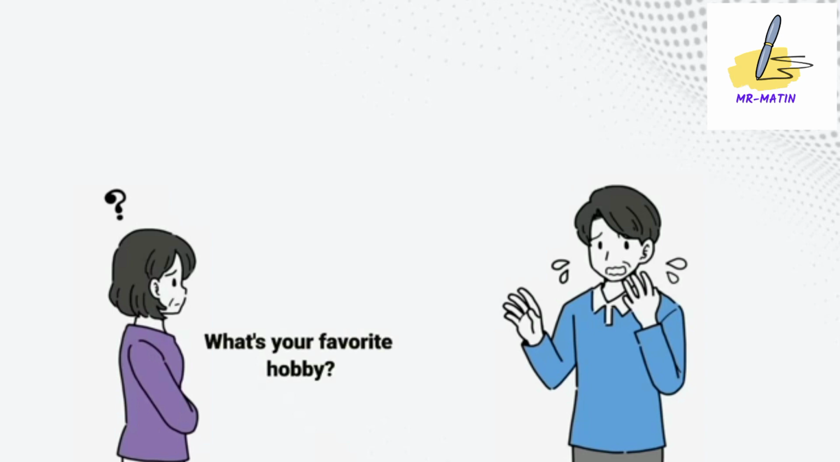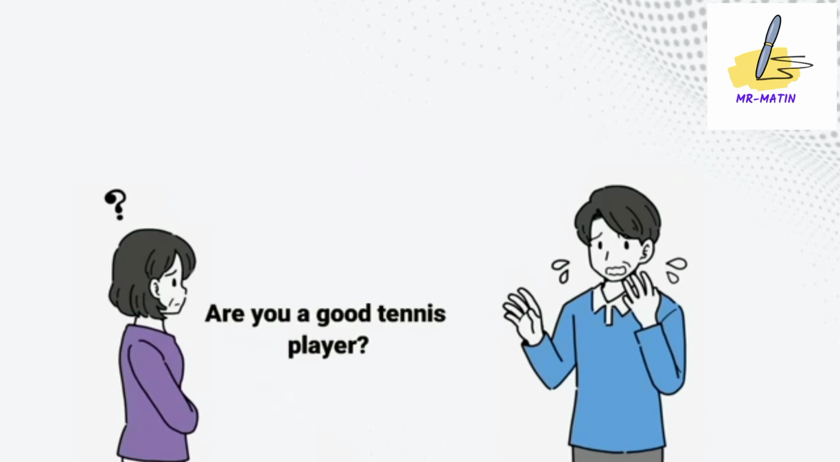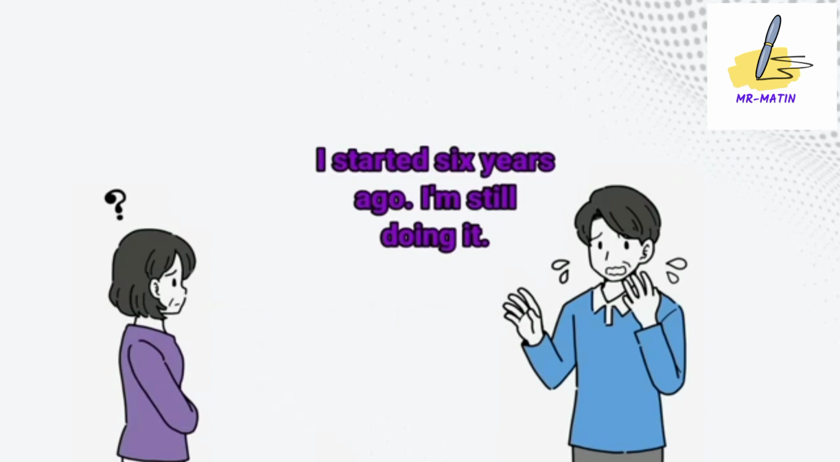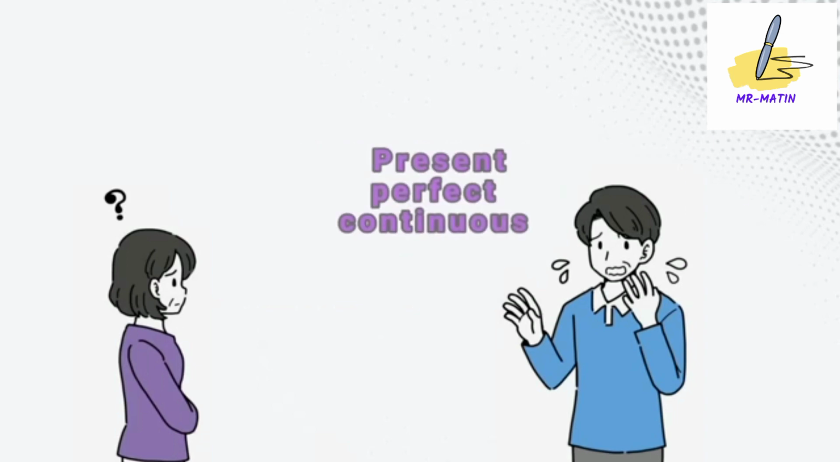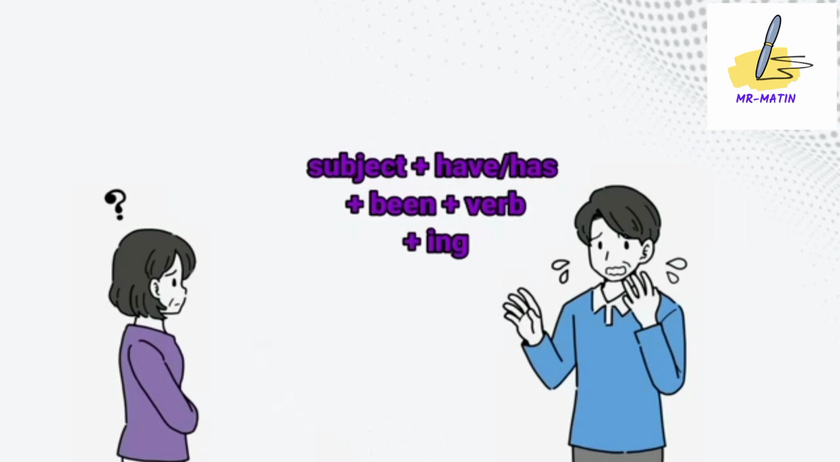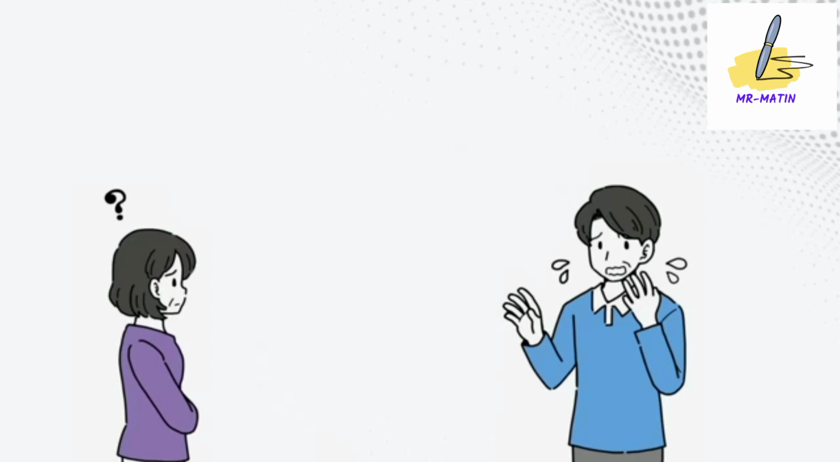What's your favorite hobby? Use simple present. What was it? Subject plus verb? I play tennis. Are you a good tennis player? Yes! I started 6 years ago, but I'm still doing it. Maybe I should use present perfect continuous. How? Subject plus have and has plus been plus ing? I have been playing tennis.